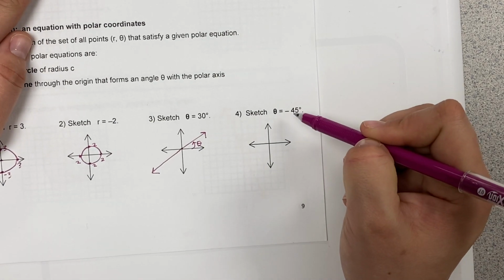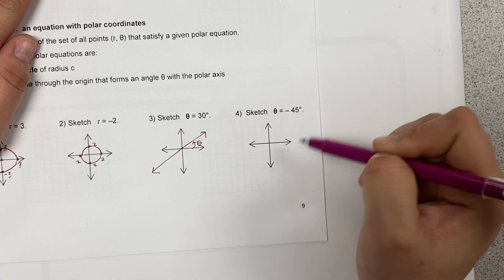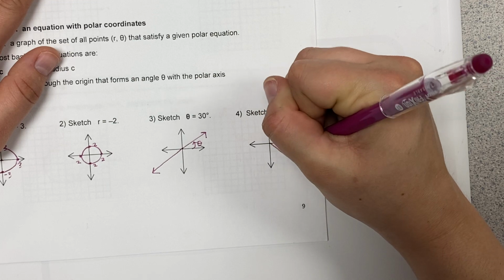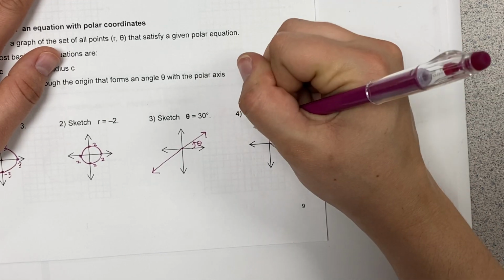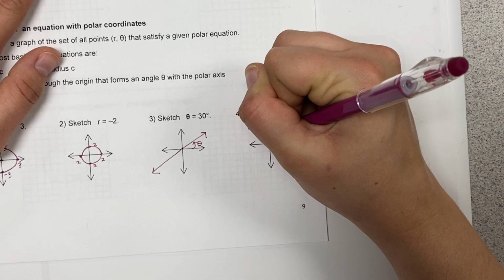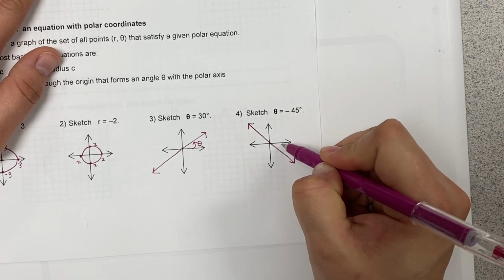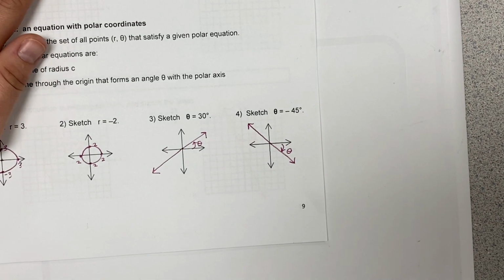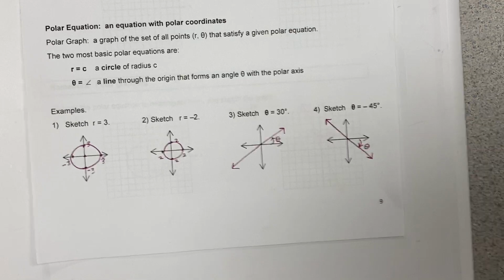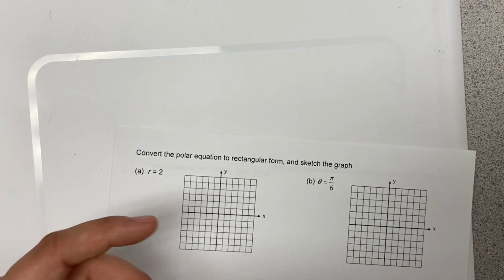Theta is -40 degrees. So instead of going up 40, we're going to go down 40. That's about, oh, that's 45. It's fine. Show the direction you went. And there we go. So that's basically it. Let's keep practicing on the next page.